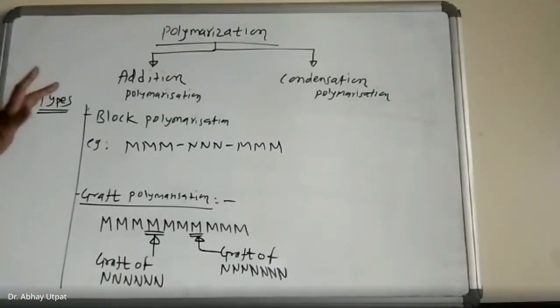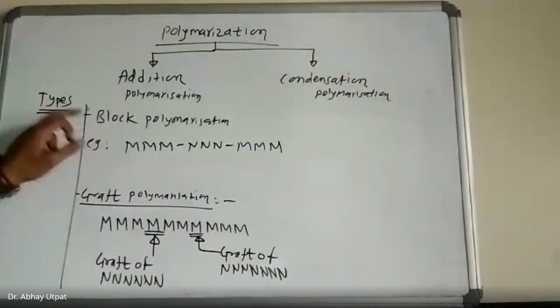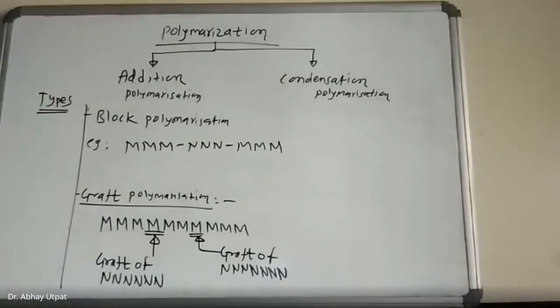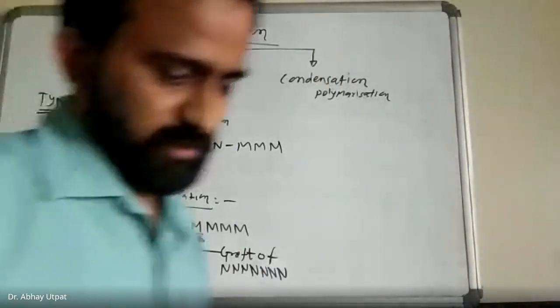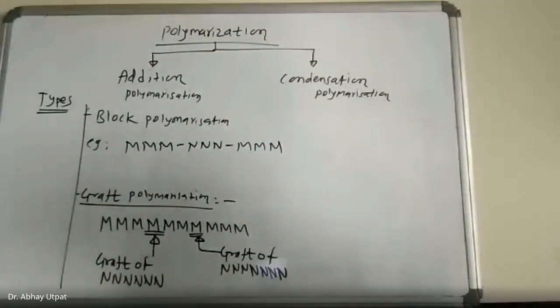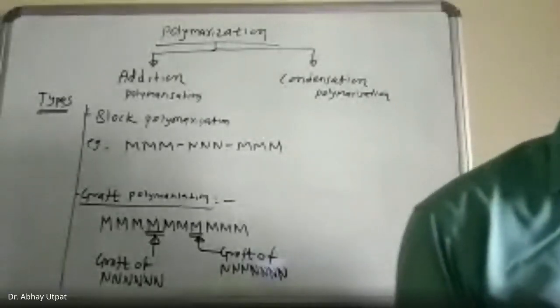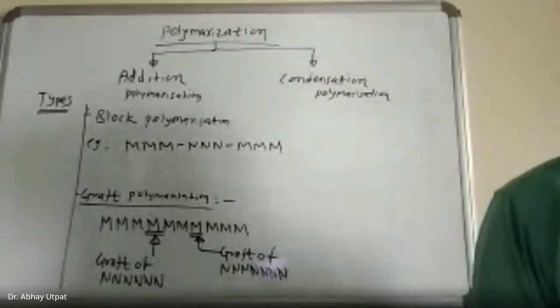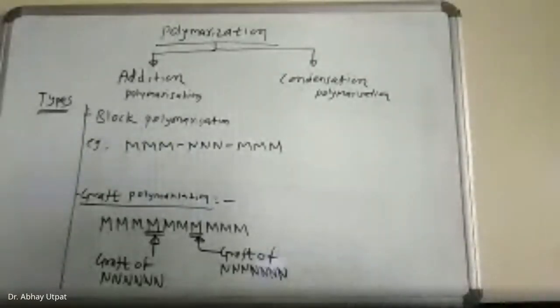Homopolymerization, copolymerization, block polymerization, and graft polymerization. This is all about addition polymerization, just formation of chain. Now, next polymerization is important. That is condensation polymerization. Hope you have written this.